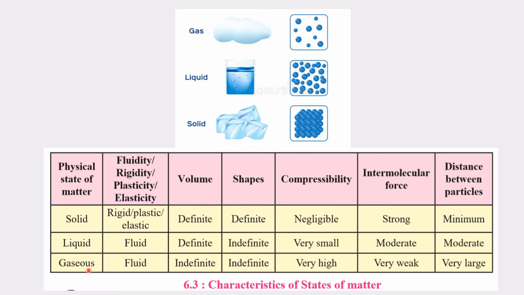Next, the gaseous state. In the gaseous state, they can flow, volume is indefinite and shape is also indefinite, and compressibility is very high. Their intermolecular force is very weak as the particles are very far away from each other, and the distance between particles is very large. They are very far away from each other in the gaseous state.